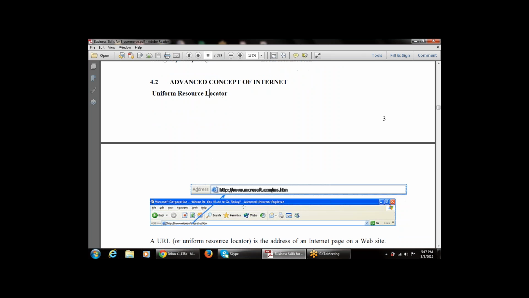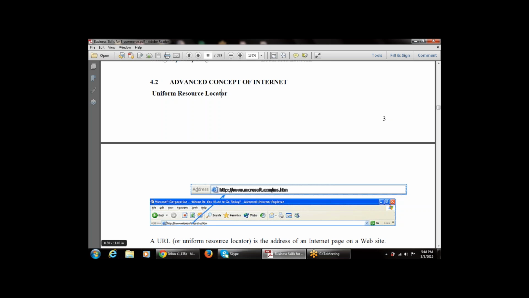So this is the URL that is given: http://www.microsoft.com/couples.htm. This is a uniform resource locator. As the name suggests, uniform means unique, resource means the way or the path, and locator means to find out something. So a method of finding something with a resource that is unique, not duplicate with anyone, is known as a uniform resource locator.